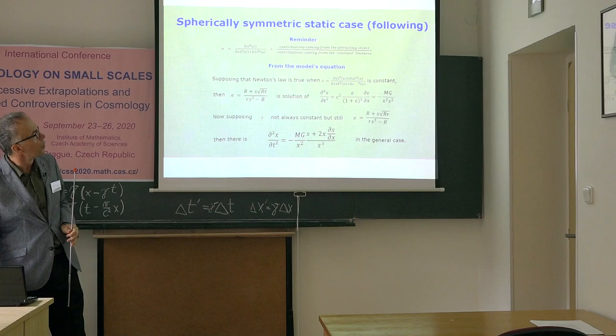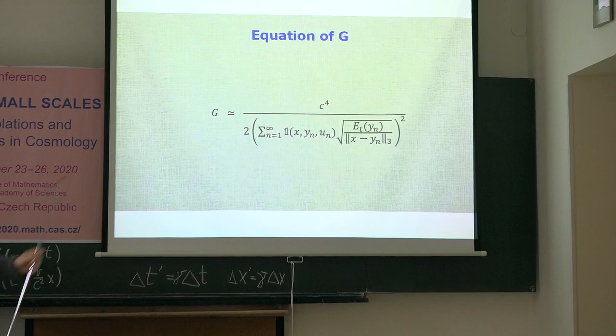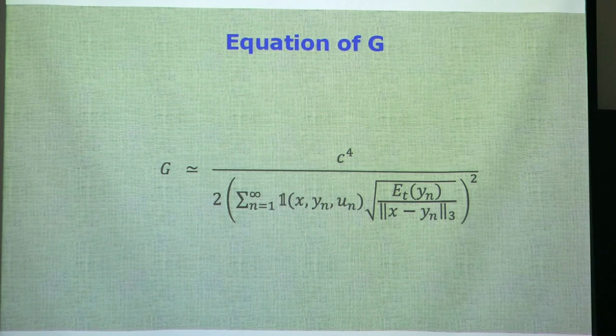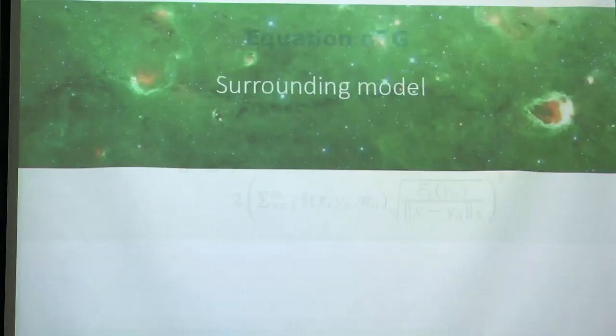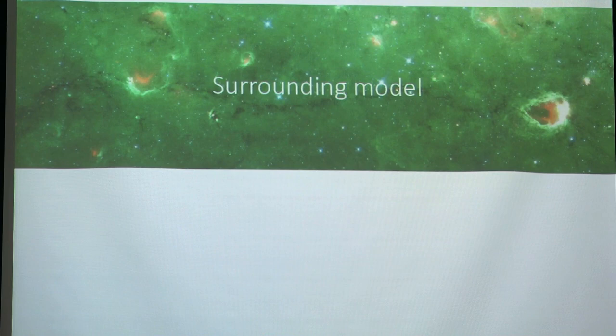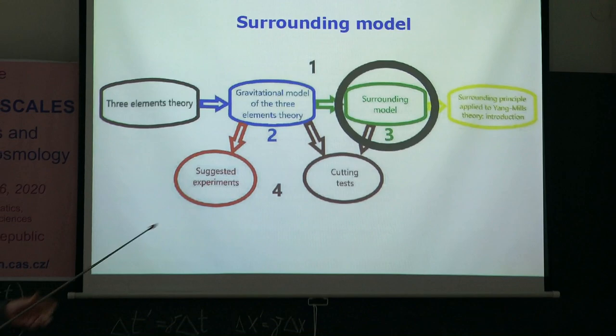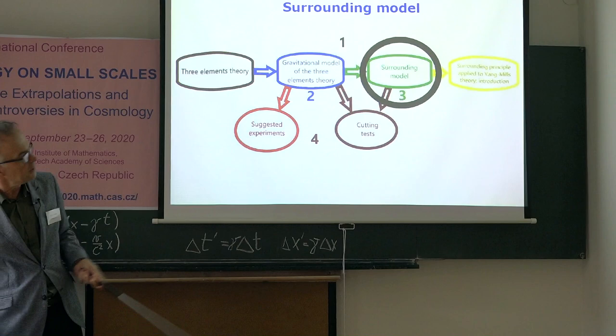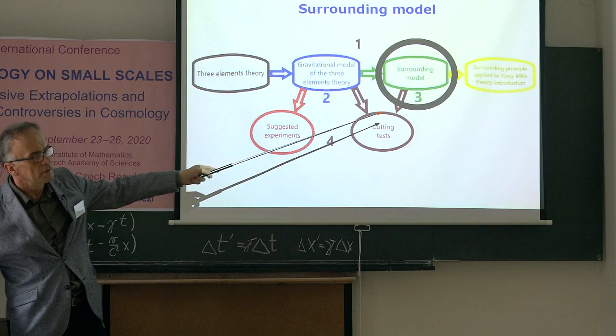By the way, we calculate a value of G, which I wanted to put aside because I think it's quite rare in physics to have such an equation of G, even though it's an approximation only for the large distances. Large distances are the most common case, of course. Let's go now to the surrounding model. As I said, this is a model which is completely autonomous. But its idea comes from here, and also its behavior is exactly the behavior of this one for large scales.